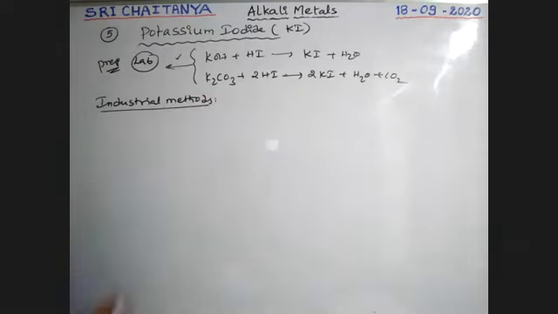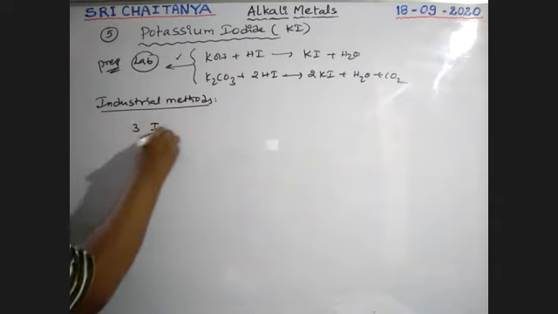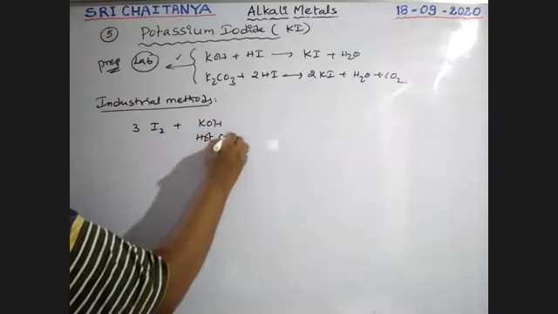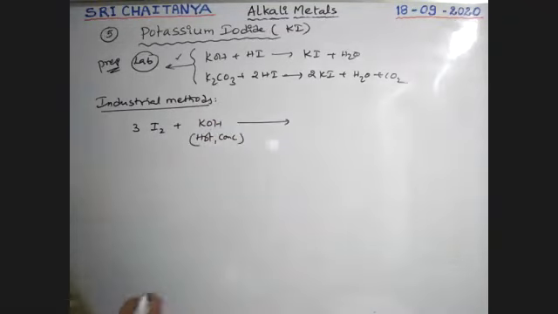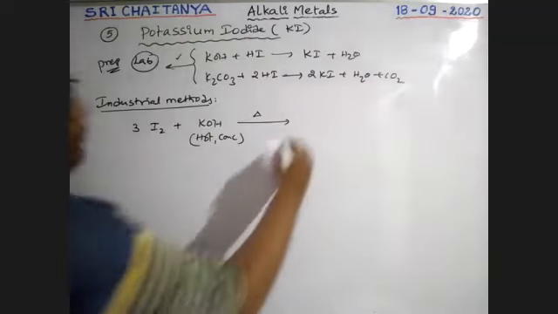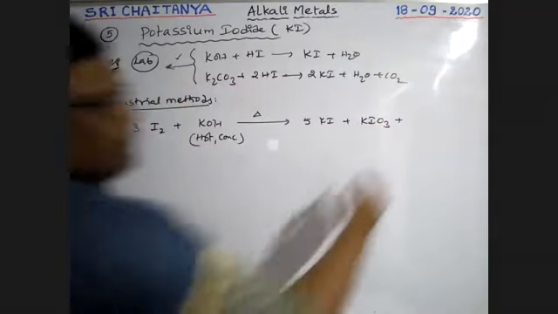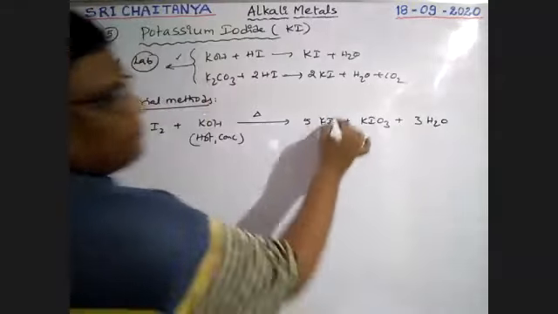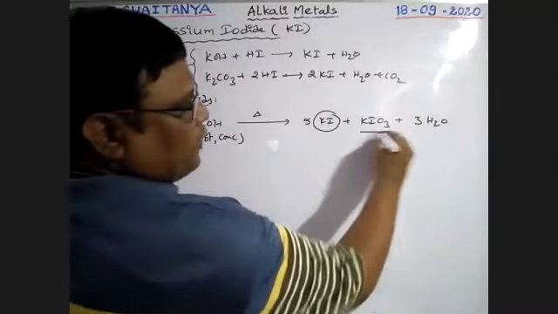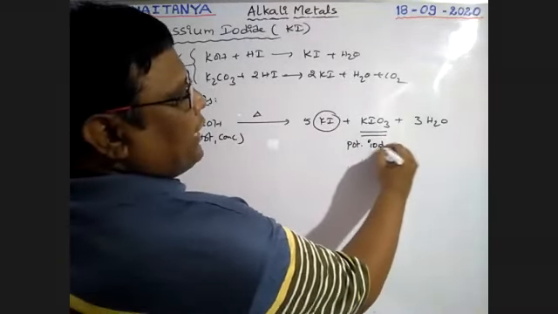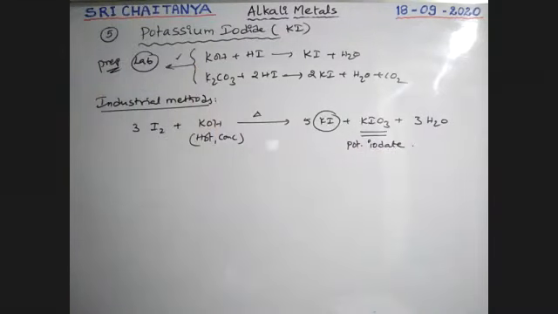Industrial methods of preparation. So that is from iodine. 3 moles of iodine reacts with hot concentrated KOH solution, and that gives 5KI plus KIO3 plus 3 moles of water. So it is KI, boys. Not only that, this formed compound is potassium iodide.